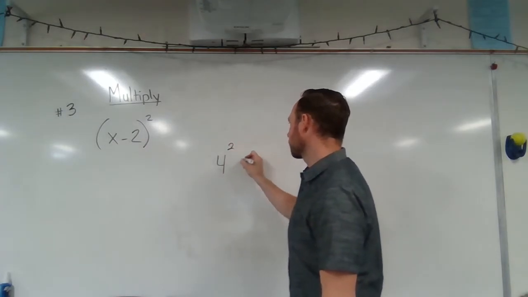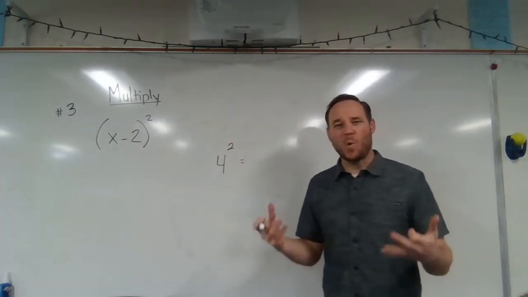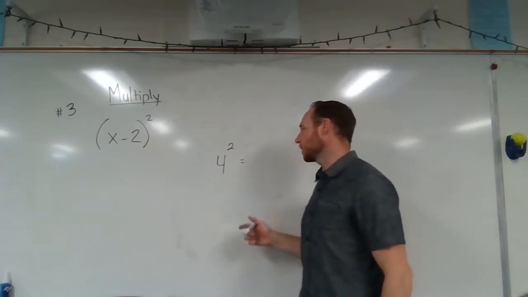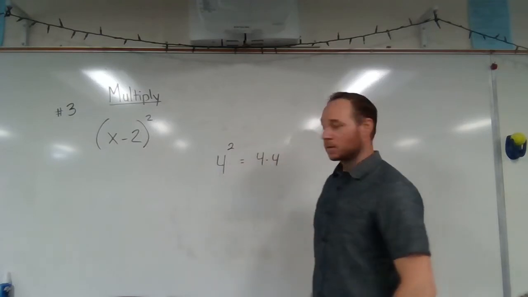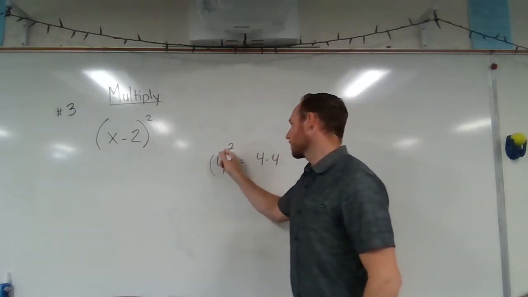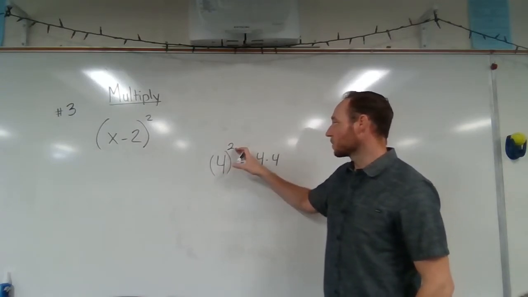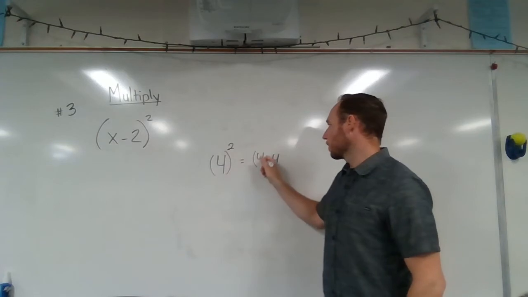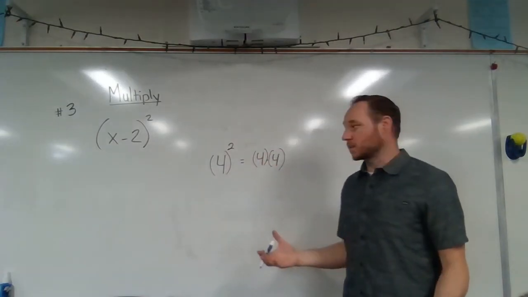4 to the second power. Now I know what you're thinking. You're thinking, oh, well, that's 16. But why is it 16? What does this actually mean? This means 4 times 4, doesn't it? 4 to the second power is 4 times itself. What if I put parentheses in it? Well, it's still whatever is in these parentheses, the squared means times itself. So that would be like this. 4 times 4, which gives us 16.